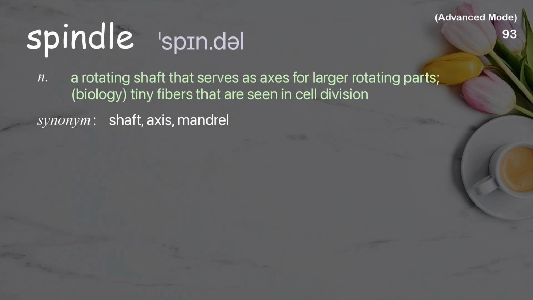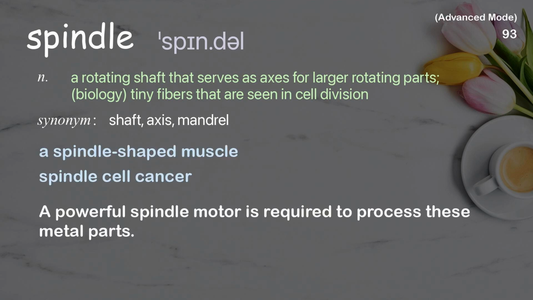Spindle. A rotating shaft that serves as axes for larger rotating parts. Biology, tiny fibers that are seen in cell division. Examples: a spindle-shaped muscle, spindle cell cancer. A powerful spindle motor is required to process these metal parts.